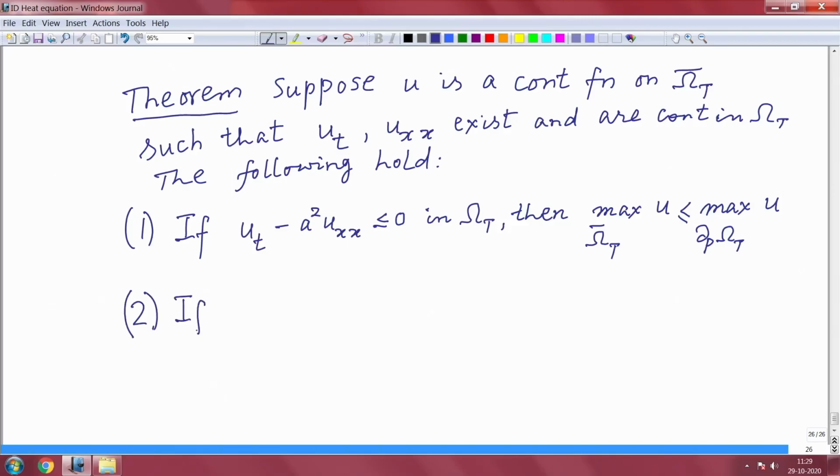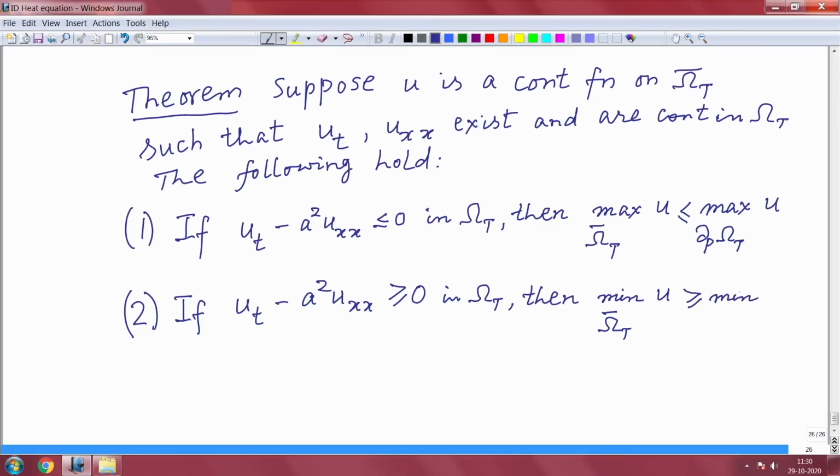If now we change the sign here, u t minus a square u x x is bigger than or equal to 0 in omega t, then the minimum of u in omega t bar is bigger than or equal to the minimum of u on the parabolic boundary del p omega t. And finally, equality.